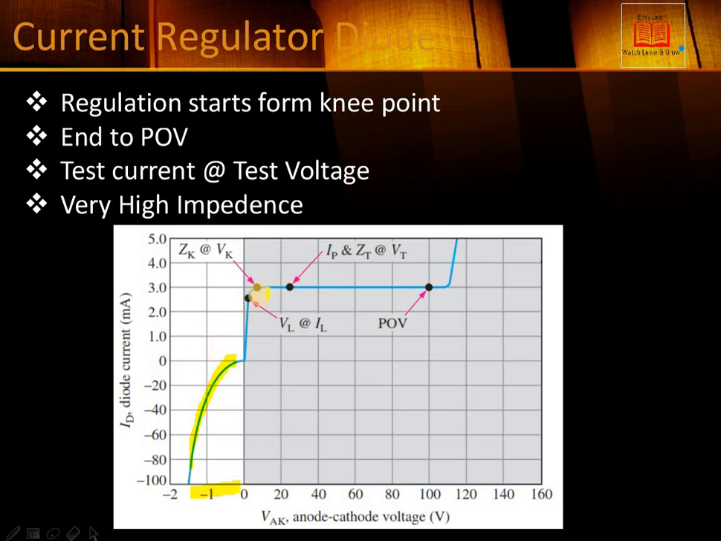Regulation starts from the knee point. Here this is the knee point, after which the regulation continues, and the maximum peak point ends at the peak operating point. After this point it will go into the breakdown region. So it's better to operate within the limits. The test current is always tested at the best suited value, as in the case of the Zener. When we were talking about the Zener's graph, we saw that the test current or test voltage was always tested in the middle of the graph. So the test current at the rate of test voltage, and high impedance, as I already explained.